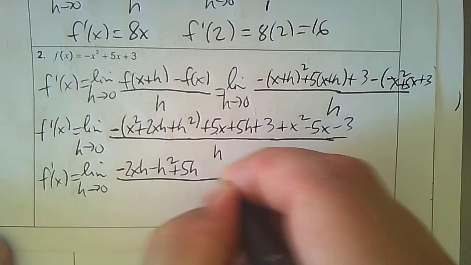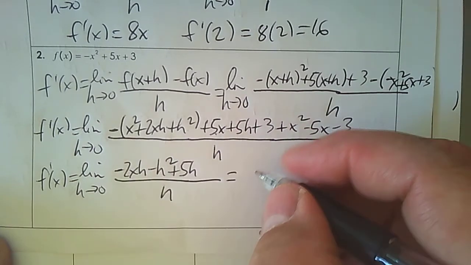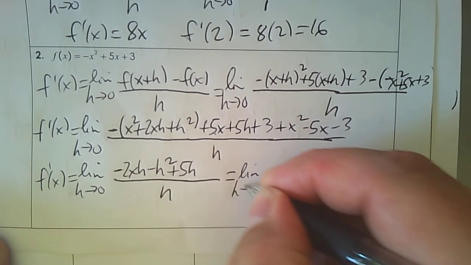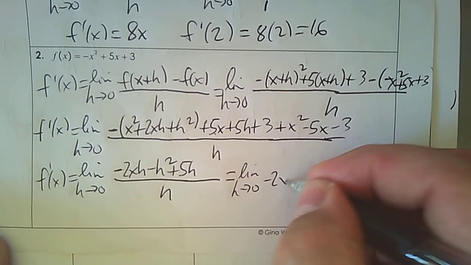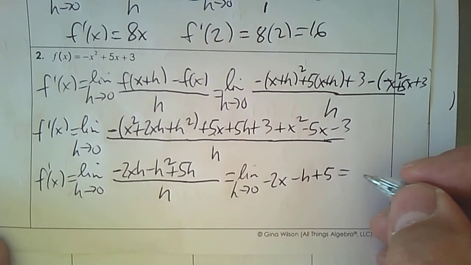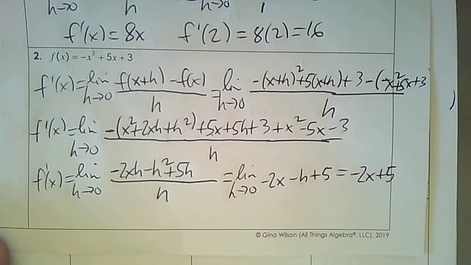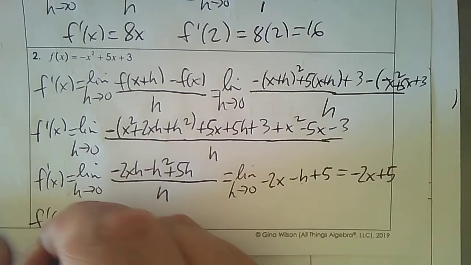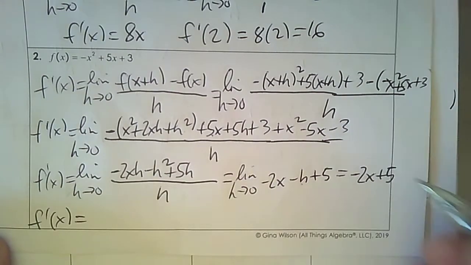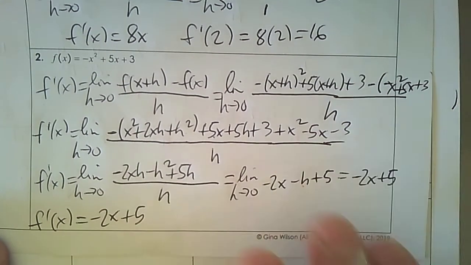So when you plug in 0 for h now, you're left with negative 2x plus 5. That is the derivative. So the derivative of f at x at this point is negative 2x plus 5. Now what's the derivative at 2? Well, just plug in 2, and you get your answer for that. And that answer is 1. All right, next page.